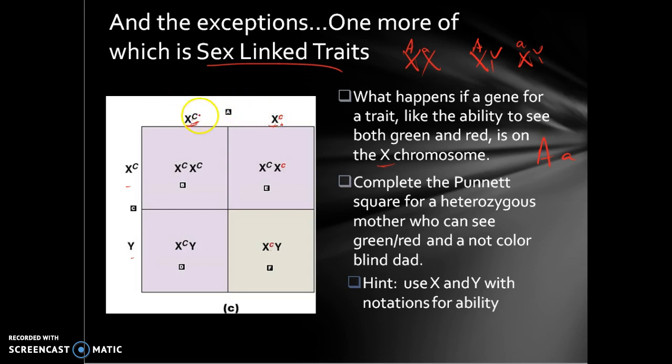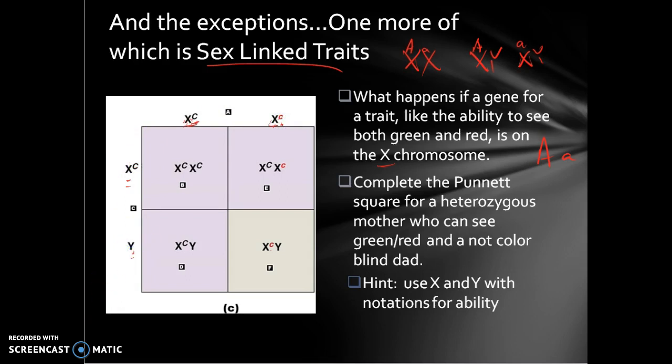Now she can see color because that dominant gene allows her to see color. But the dad, who is a normal male, can see the difference between red and green. So his X chromosome has the dominant allele on it, and then he has a Y chromosome. Some of the mom's eggs are going to get the X chromosome with the big C. Some of her eggs are going to get the X with the little c. Some of the dad's sperm are going to get the X with the big C, but the rest of them are going to get Y.